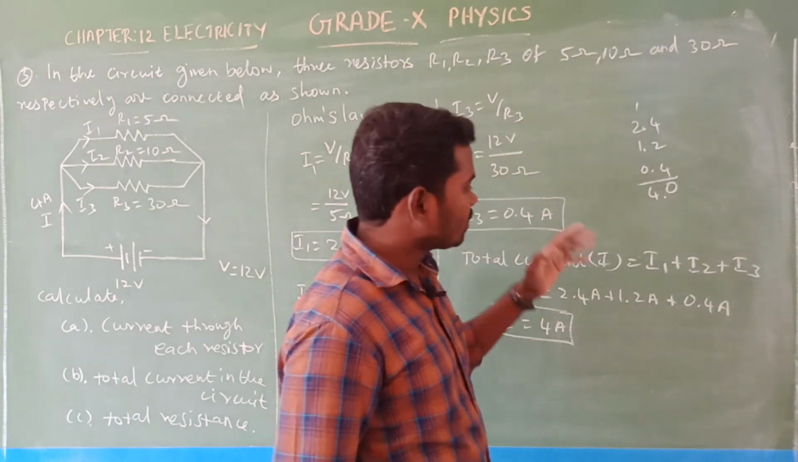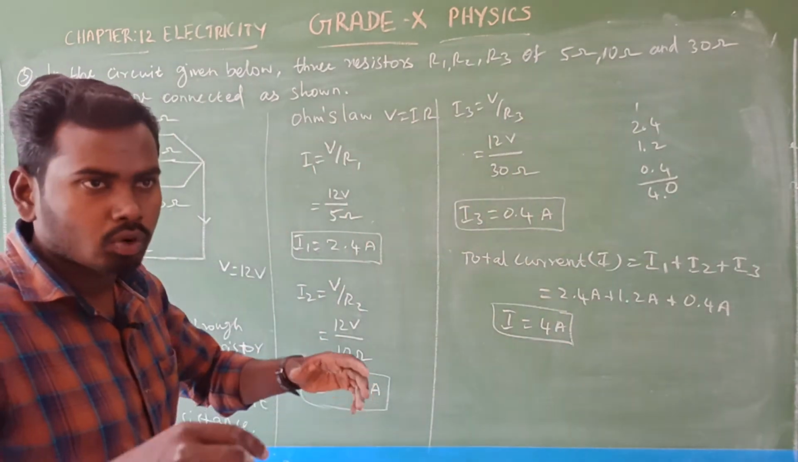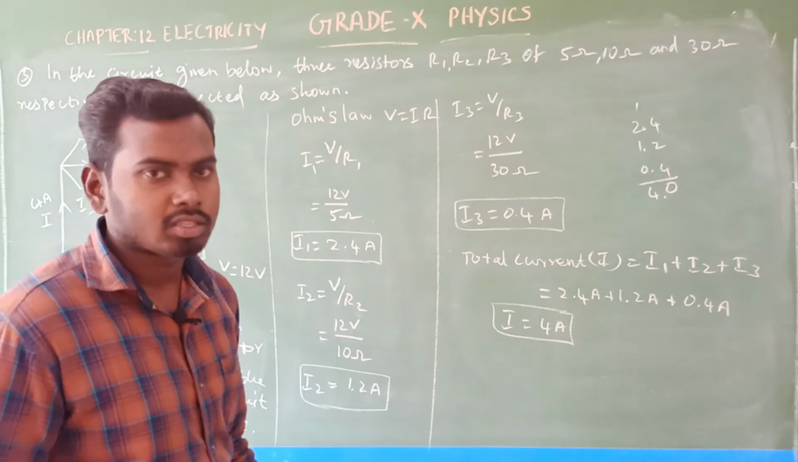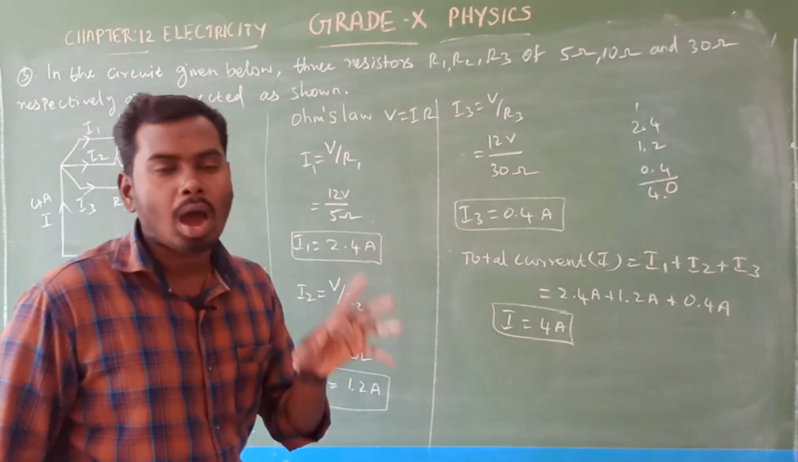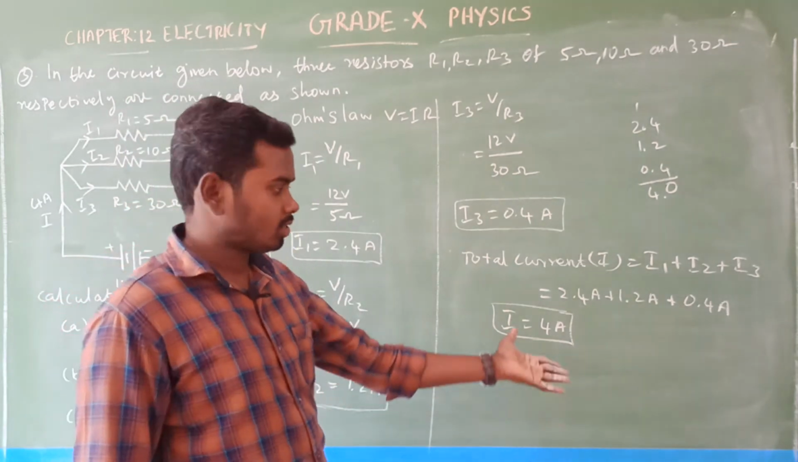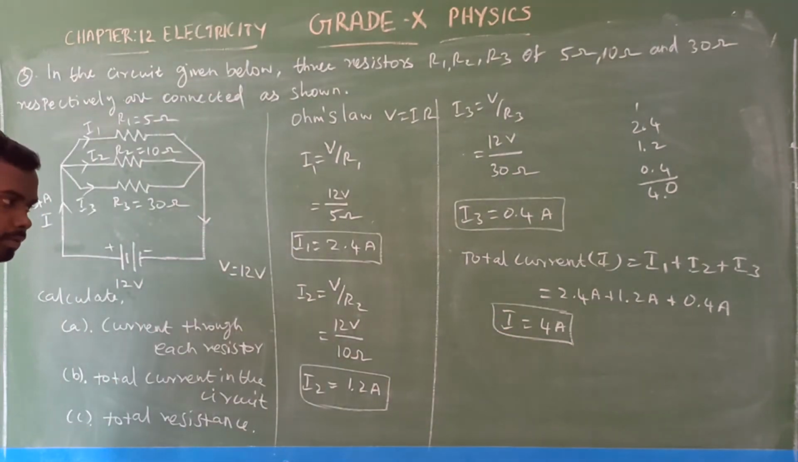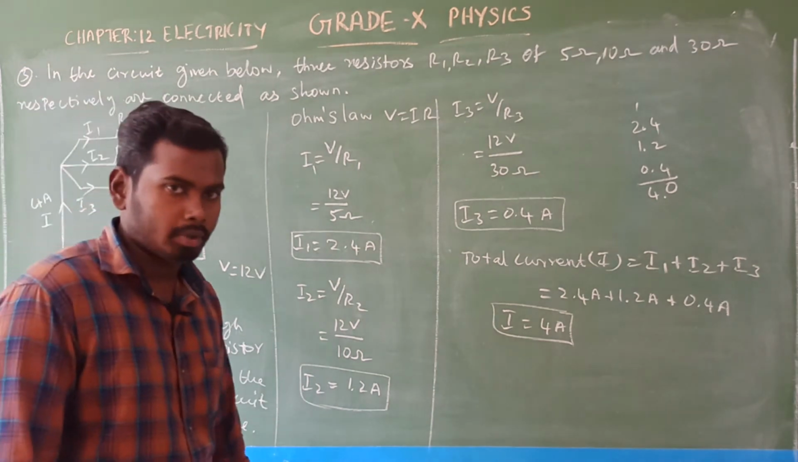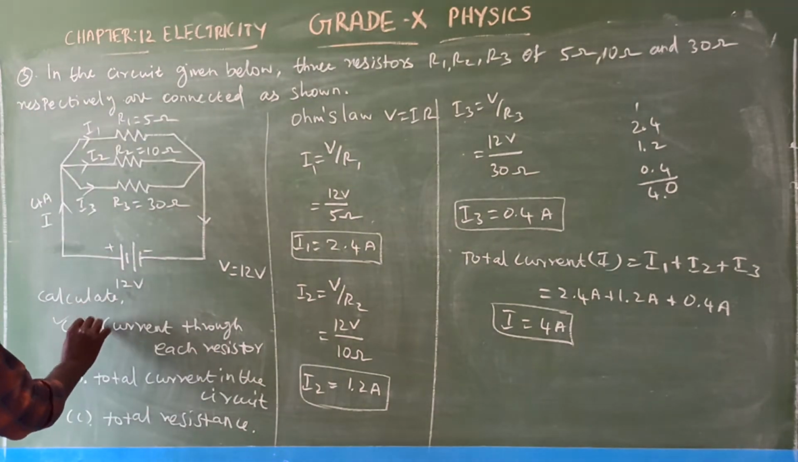So if we add all the current values flowing through the different resistors, we can get the total amount of current flowing through the circuit, isn't it? Yes, that's all. So I is equal to 4 ampere. So the first one is completed and the second one is completed.